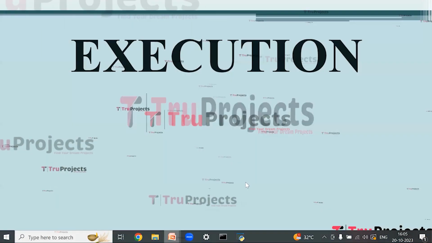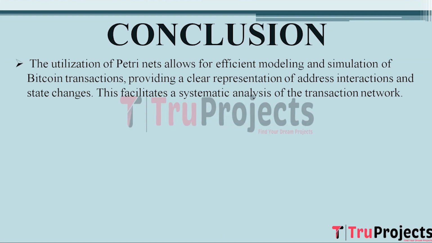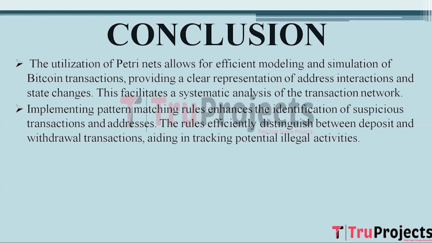and the conclusion of the project is: utilizing PetriNets, the project efficiently models and simulates Bitcoin transactions. This mathematical framework offers a structured and clear representation of interactions between addresses and the changing states of transactions, providing a systematic view of the transaction network. The implementation of pattern matching rules is a key feature, enhancing the identification of suspicious transactions and addresses. These rules effectively differentiate between deposit and withdrawal transactions, aiding investigators in tracking potential illegal activities within the Bitcoin network.